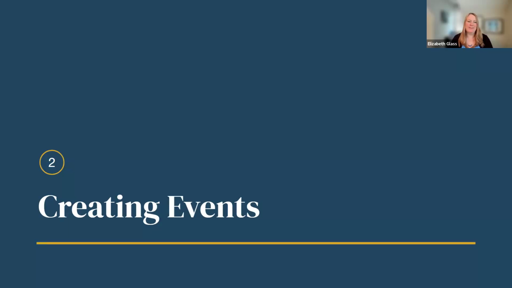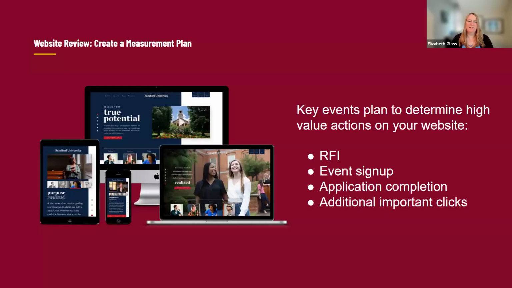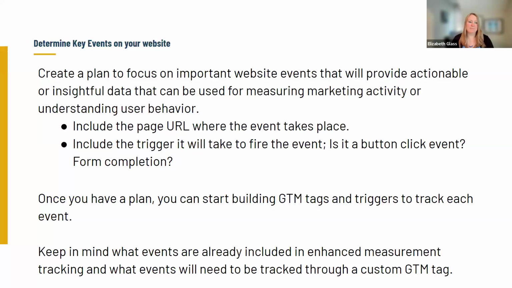So let's talk about creating events now. The first thing you want to do is look through your website and find a plan looking at key events on your website. And so you want to look at high value actions. The main ones we're looking for are RFI forms, event sign up, application completion. There could be other links that you want to look at that you would consider important events. If someone clicks on a Give link or on the alumni page. And then you're going to want to make a list of all of these important actions on your website.